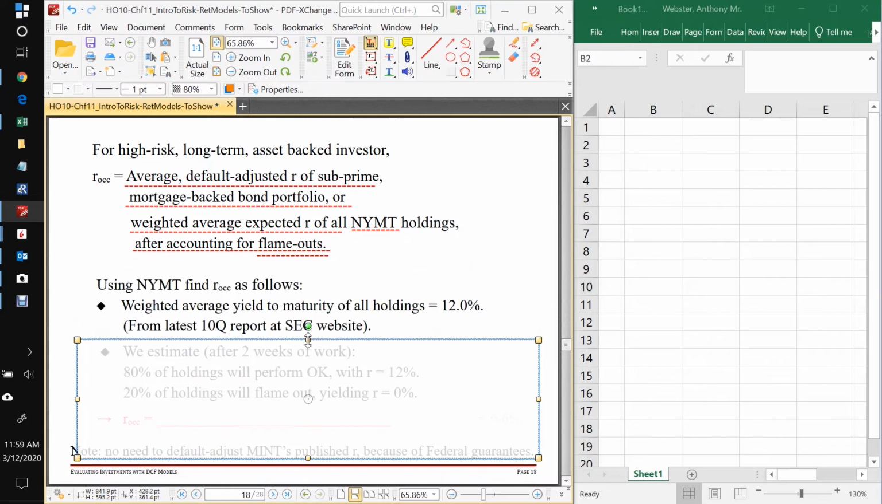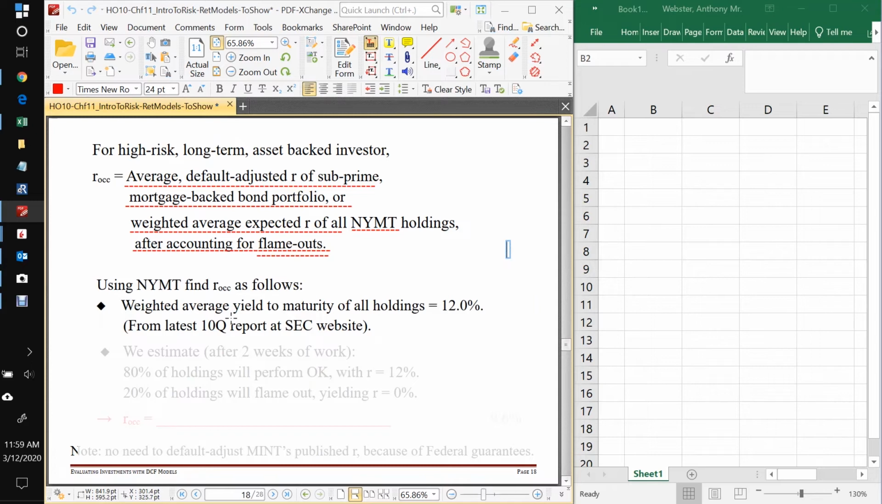Okay, so here's how we do it. The weighted average yield to maturity of all their holdings, which we'd get from their latest 10Q report at the SEC's website. Okay, but this does not include flameouts. This is what we get if no flameouts. But clearly, these are risky borrowers, right? That's what subprime borrowers is all about. Some are going to flame out.